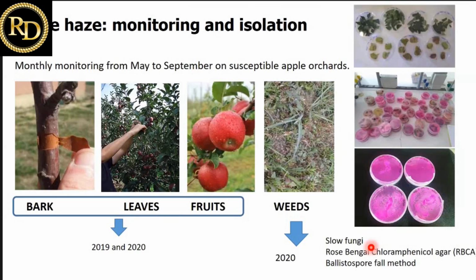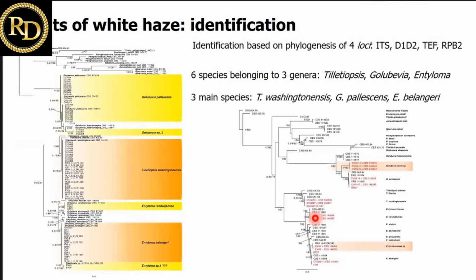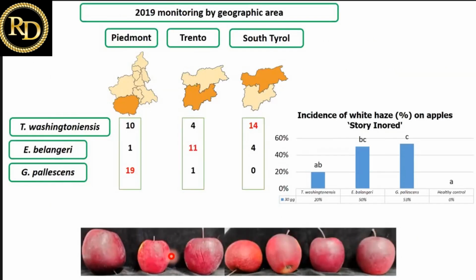Okay, what we did is a long monitoring during the apple growing season, from May to September, on the bark, leaves, fruits, and weeds of apple orchards to isolate these fungi. Then, together with an institute in the Netherlands, the Westerdijk Institute, we identified the species. We have mainly Golubevia pallescens, Phylloxera washingtonensis, and Entyloma belangeri as agents of this white haze.